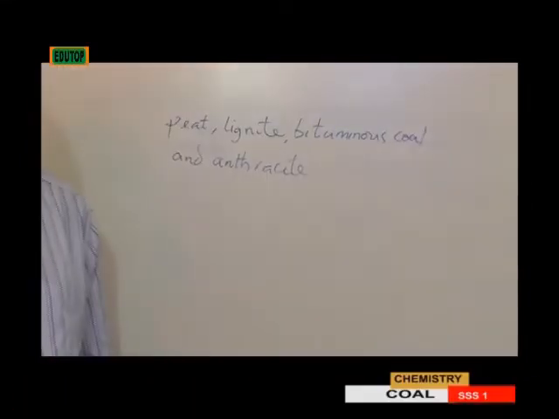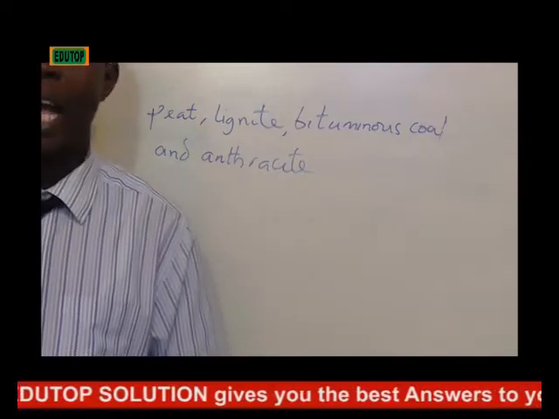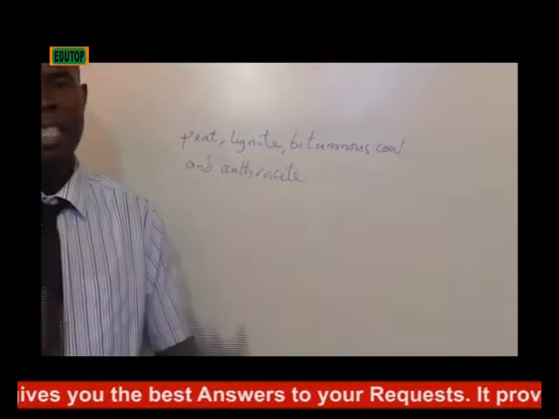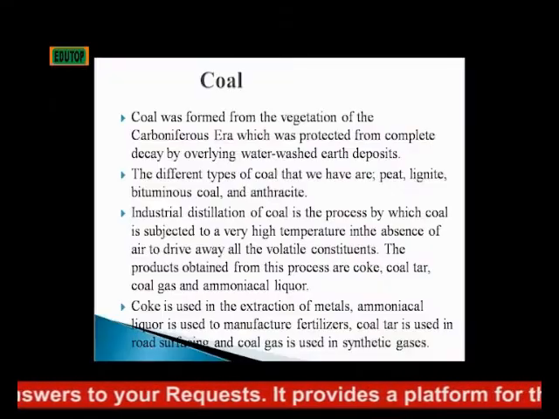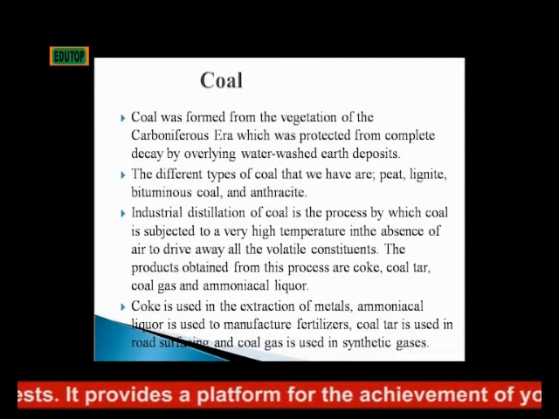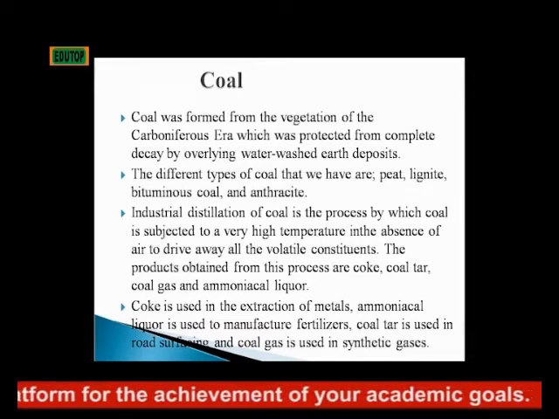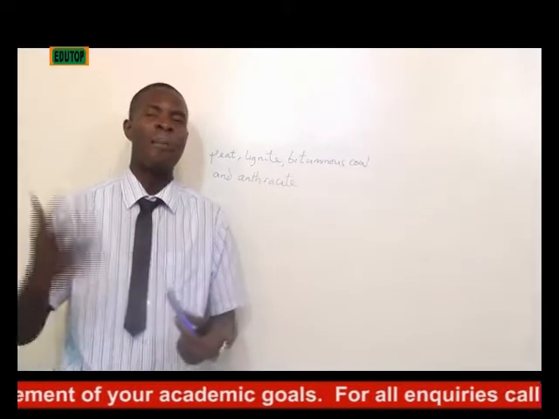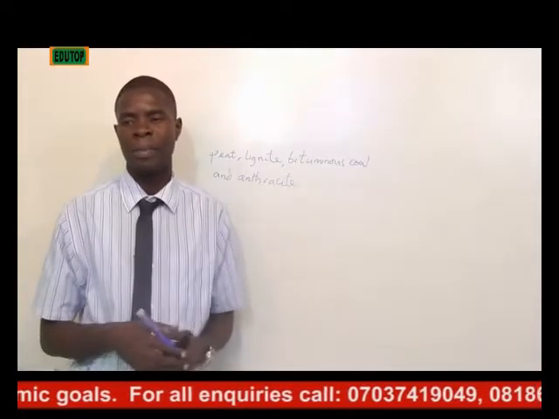Industrial distillation of coal. This is a very important process because so many important components are being generated during the industrial distillation of coal. What is industrial distillation of coal? It is the process by which coal is subjected to a very high temperature in the absence of air to drive away all the volatile constituents. When they say volatile, that means they easily evaporate. An example of a volatile substance is your methylated spirit.